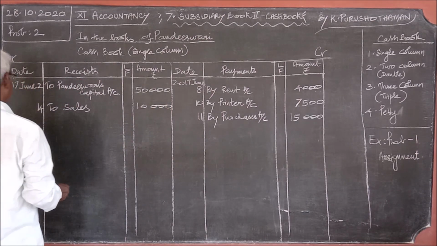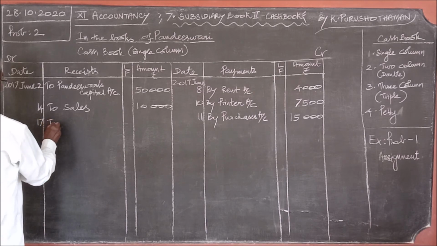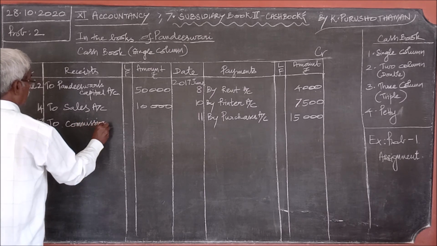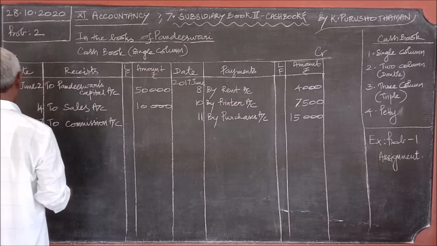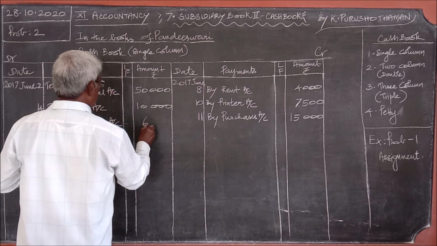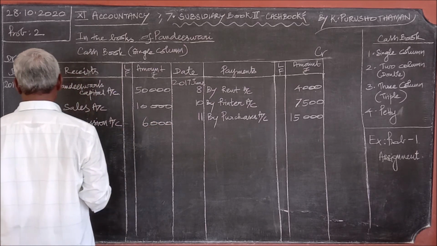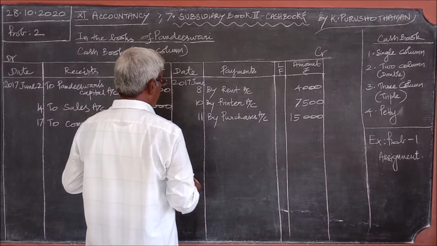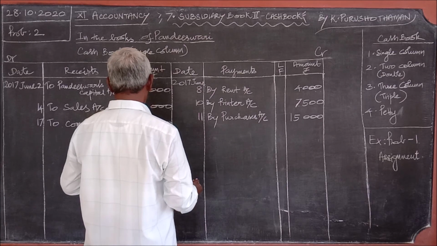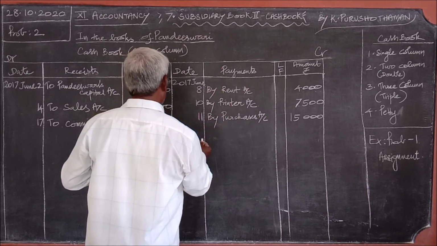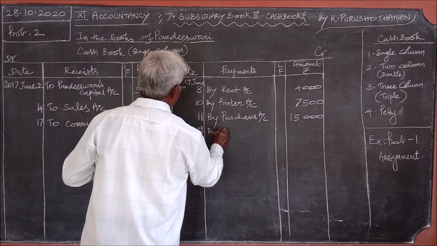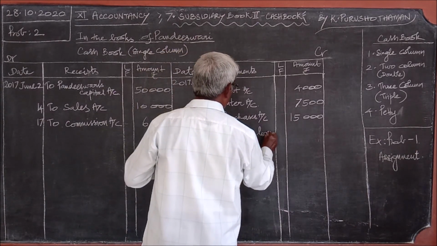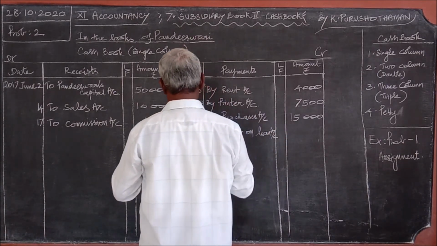Then commission received in cash. This is also received, to commission account. To commission account, commission received in cash 6,000. Then on the 19th, interest paid for loan. That is paid, therefore on the payment side, by interest on loan account. Interest on loan account, it is paid 2,000.